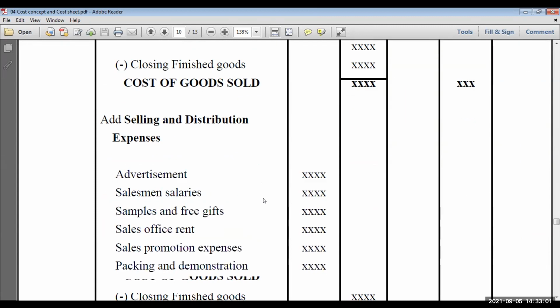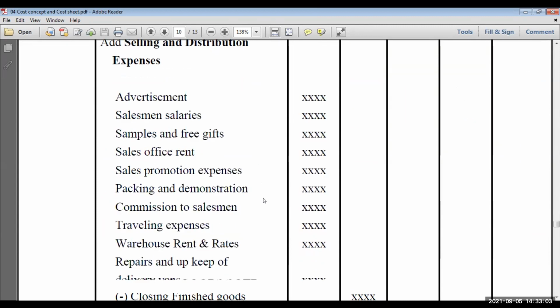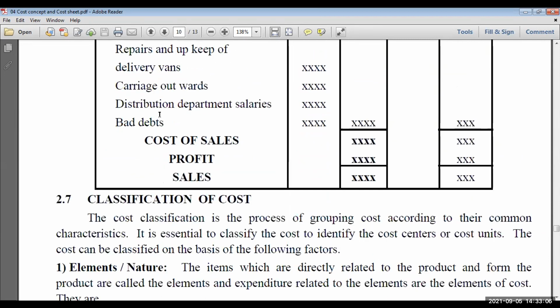In addition to that, you have to add the indirect expenses that take place in the selling process, distribution process, marketing. If you do so, you will get cost of sales. If the management decides some percentage on cost, we'll add that percentage on cost as profit. The result is going to be sales. All these can be divided by the number of units, which will give you the per unit cost.